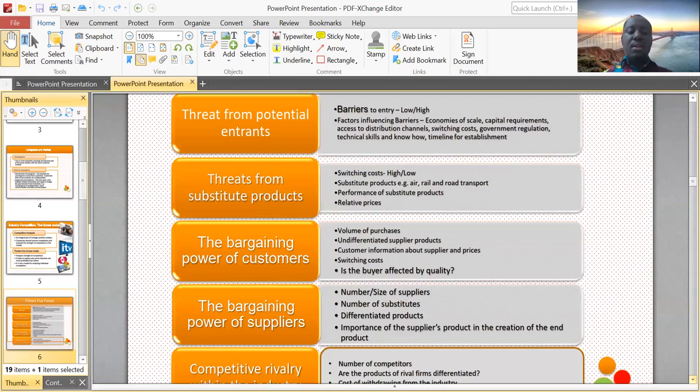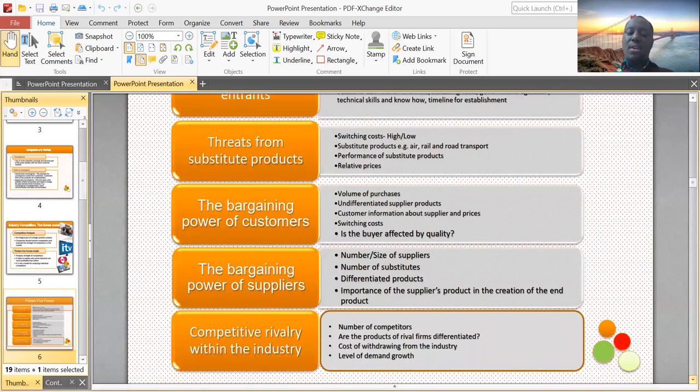Then you also have the number of substitutes. If there are lots of substitutes, it means that organizations can switch from one supplier to another easily. Another thing that also influences the bargaining power of suppliers, the last point, is the importance of the supplier's product in the creation of the end product. How integral or how important the supplier's product is in the creation of the end product also influences the bargaining power of suppliers. Very, very important.